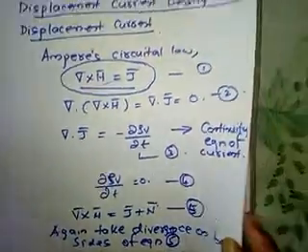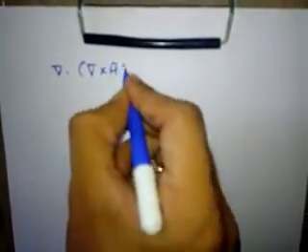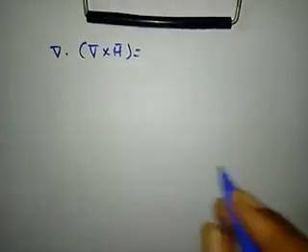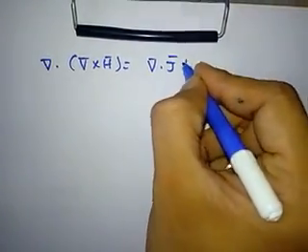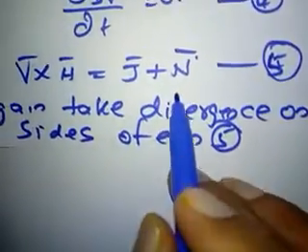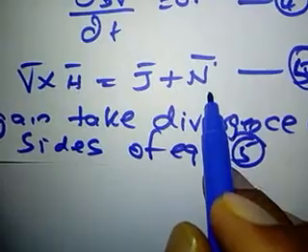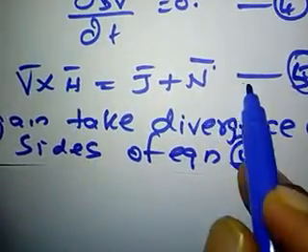If we take the divergence again, del dot of del cross H bar will be equal to del dot J bar plus del dot N bar. What was the previous equation? Del cross H bar is equal to J bar plus N bar. So I am applying divergence to this. Del dot of del cross H bar is equal to del dot J bar plus del dot N bar, and del dot del cross H bar is equal to 0. So that is equated to 0, and that is what I have written here.